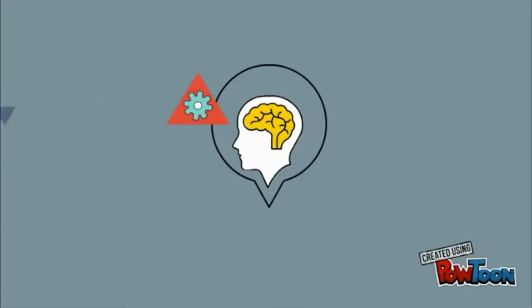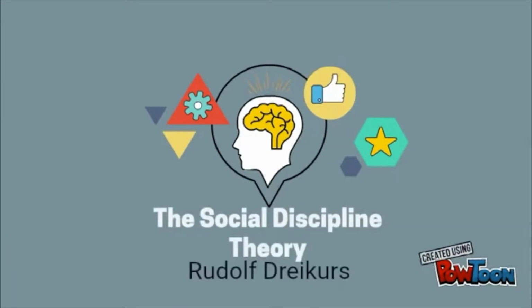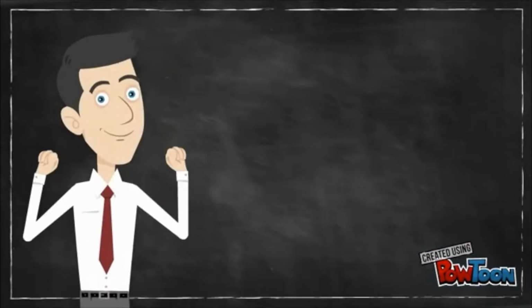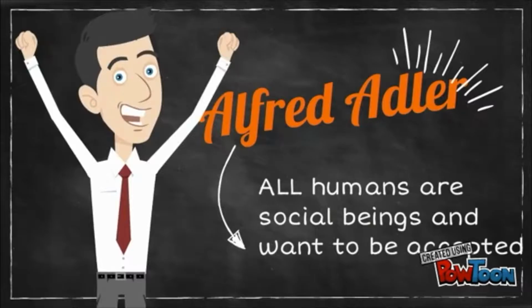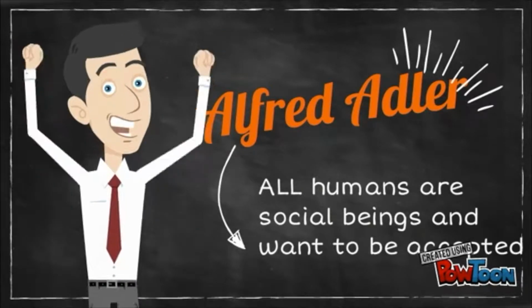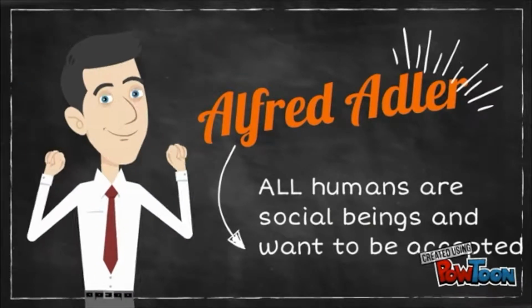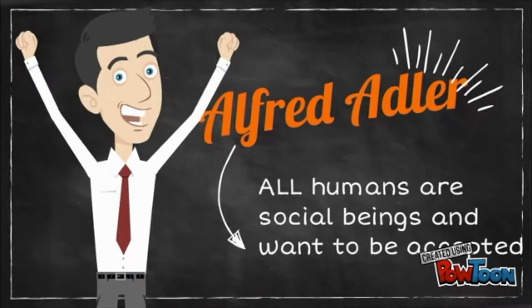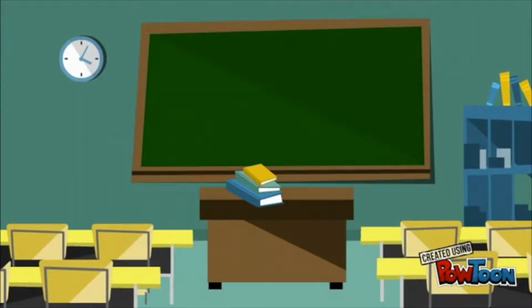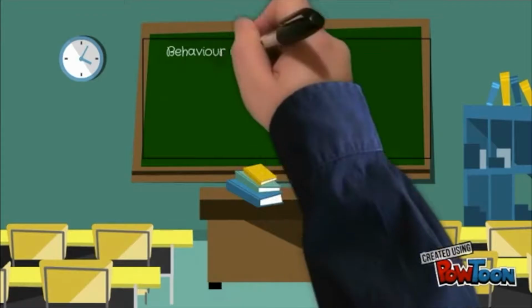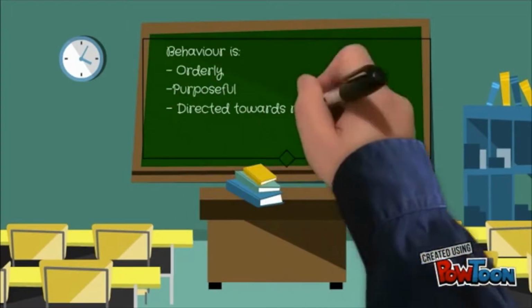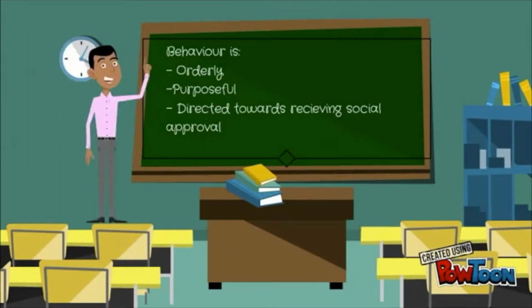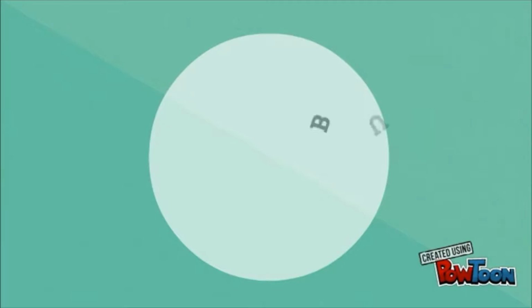The Social Discipline Theory by Rudolf Dreikurs. Dreikurs was highly influenced by social psychologist Alfred Adler. Adler believed that every human wants to belong and feel accepted by others. He held the belief that all humans are social beings, thus all behavior, including misbehavior, is orderly, purposeful, and directed towards receiving social approval. But why do children misbehave?